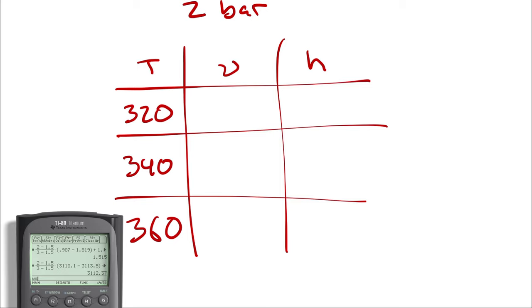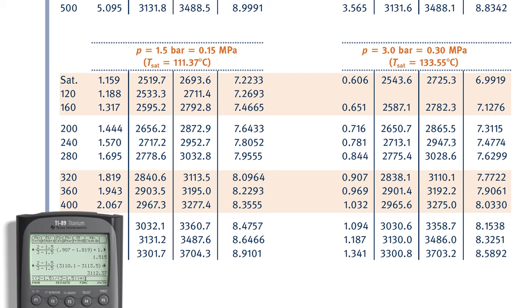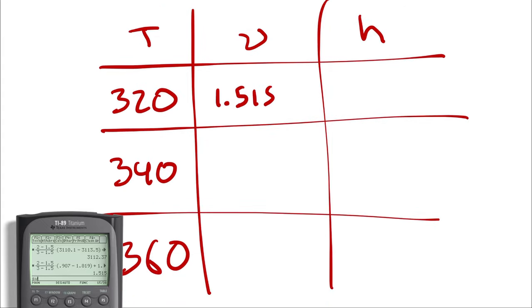Okay. So our interpolation for 320 and 2 bar is going to be as follows. We are going to have 2 minus 1.5 divided by 3 minus 1.5, times the value at 3 bar for 320 degrees, which is 0.907, minus the value at 1.5 bar and 320 degrees, which would be 1.819. And then we are adding to that 1.819. And we get a specific volume of 1.515. Note that we are doing the same thing that we had done earlier because we happen to have the same property as our intermediate stepping stone for this hypothetical problem that I just made up. So 1.515 is the value that we are slotting in here. That's the value at 2 bar and 320 degrees Celsius.